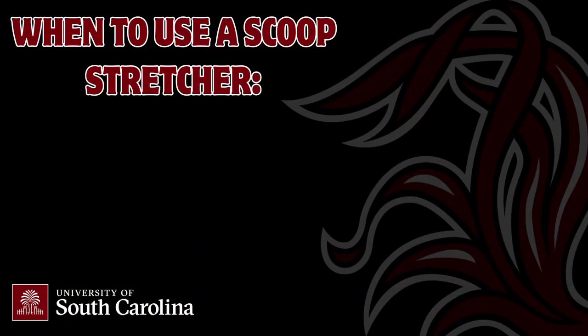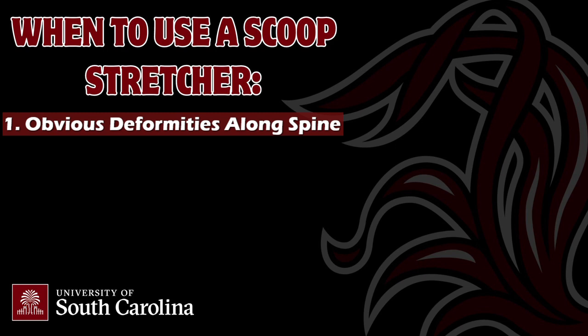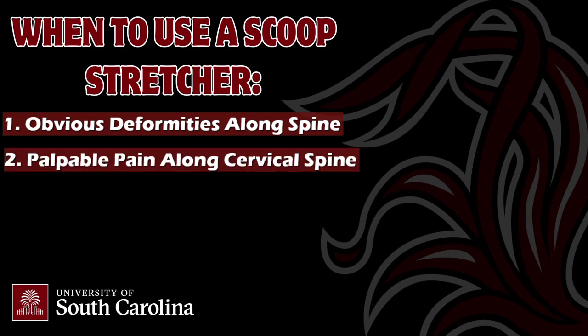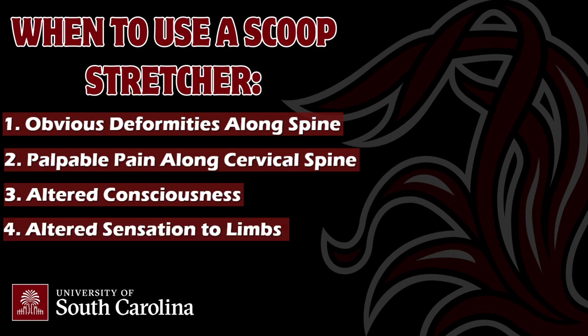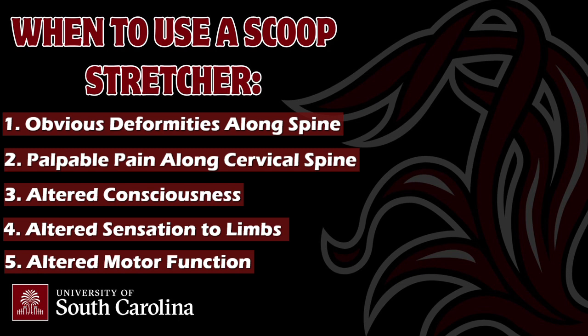Most often, C-spine injuries occur due to an axial load to the head. However, if you're unsure of the mechanism of injury or if a head injury is suspected, you should use a spine board such as a scoop stretcher for any of the following reasons. If there's an obvious deformity along the spine, if there's palpable pain along the cervical spine, if the patient has an altered state of consciousness or loss of consciousness, if there's an altered sensation to the limbs, and if the patient has altered motor function.